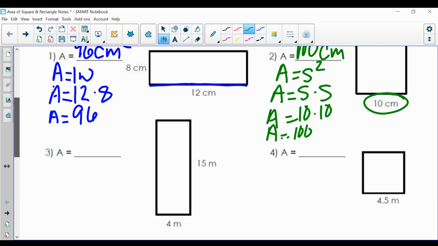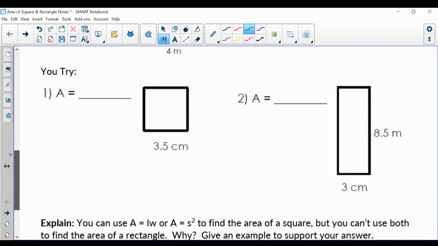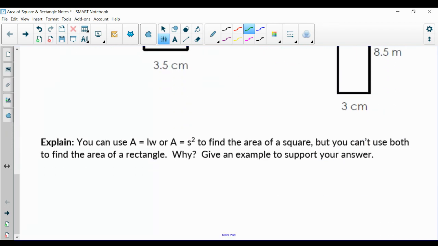So your responsibility is to finish the rest of this page, including the explain. You can use area equals length times width or area equals S squared to find the area of a square, but you can't use both to find the area of a rectangle. Why? If you go back to the beginning of the video, I gave you a little hint to help you answer this question. So scroll back to the beginning of the video, and that should help you answer this question.